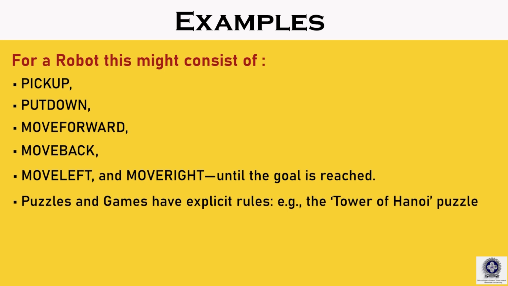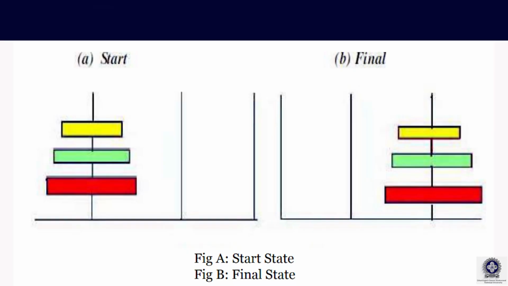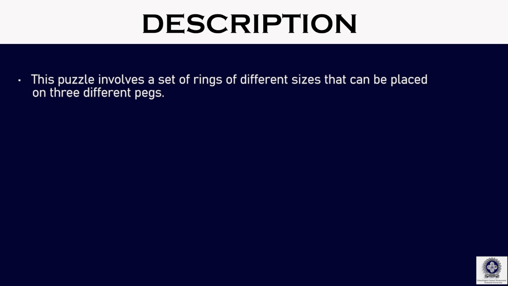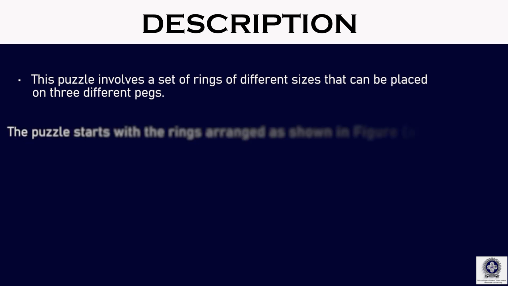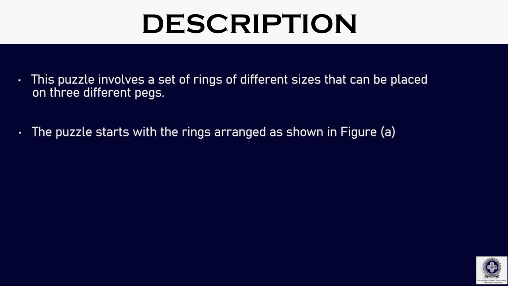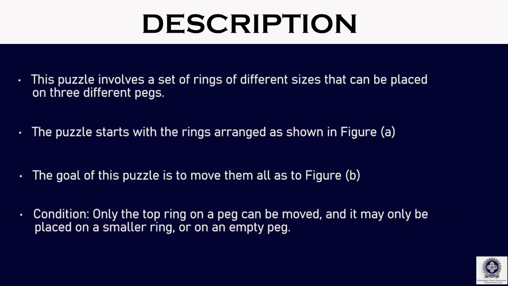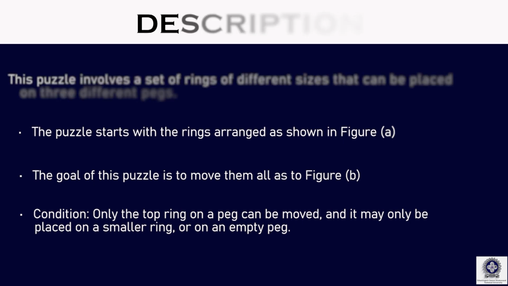Puzzles and games have explicit rules. For example, the Tower of Hanoi puzzle. We have the Tower of Hanoi where we have an initial state and a goal state. This puzzle involves a set of rings of different sizes that can be placed on 3 different pegs. The puzzle starts with the rings arranged as shown in figure A. The goal of this puzzle is to move them all as in figure B. Condition: only the top ring on a peg can be moved and it may only be placed on a larger ring or on an empty peg.